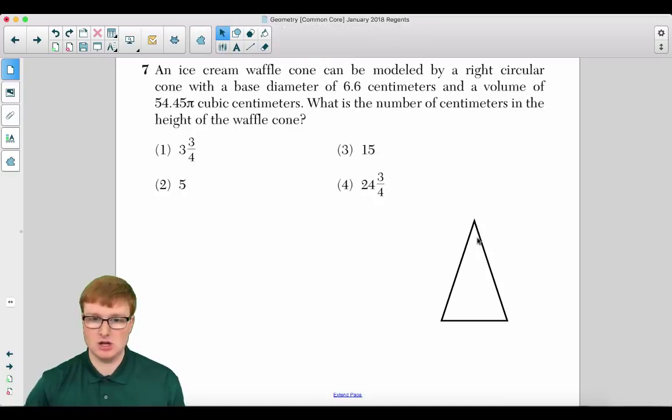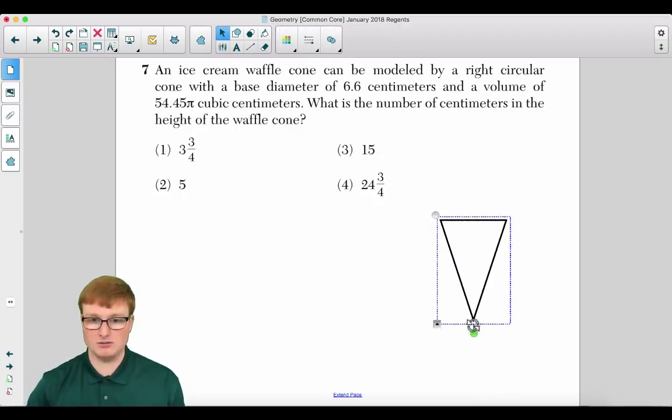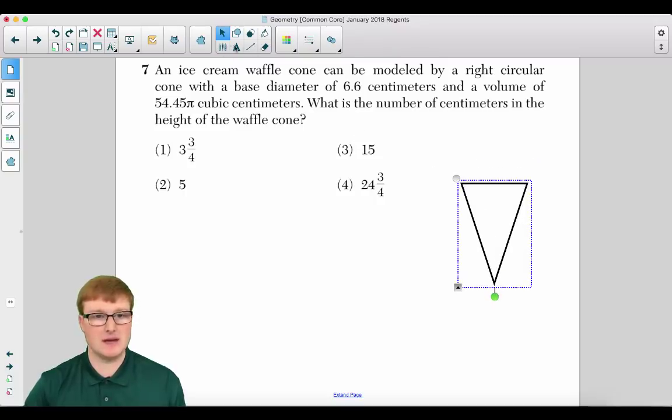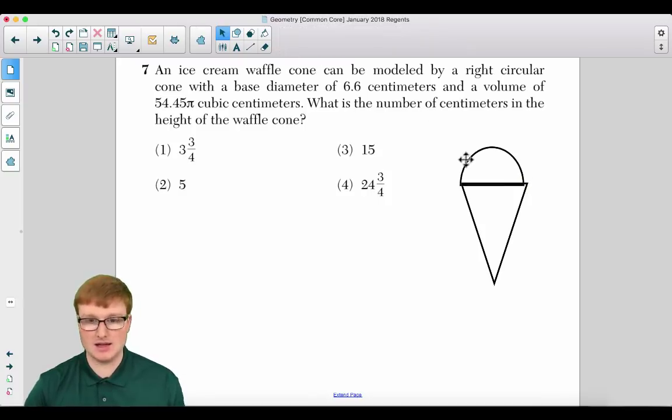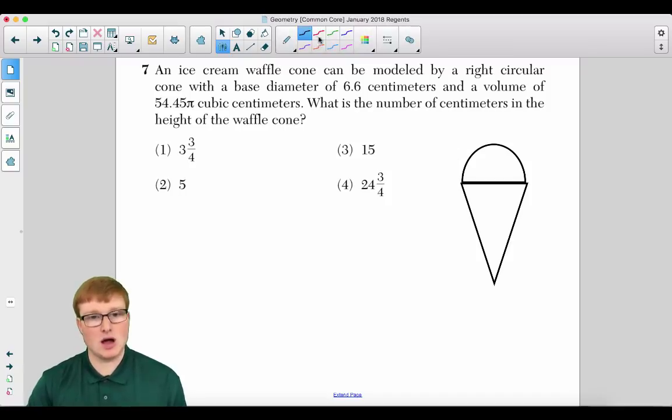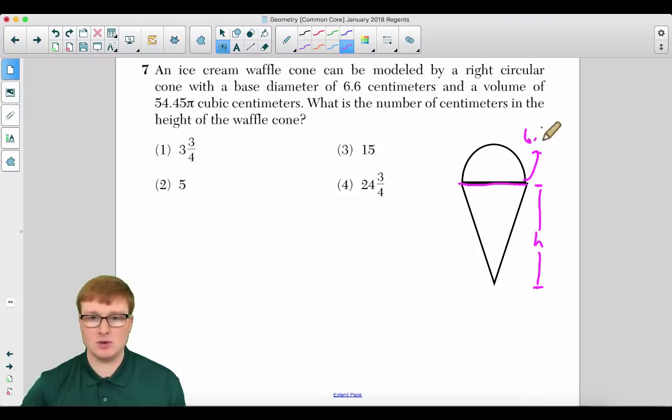So I'm going to draw myself a cone. Now, unfortunately, it does look 2-dimensional here, so I need to do my very best to make it somewhat of a 3-dimensional figure. So here's my waffle cone, okay? Bear with me there. So I guess you would call this a cross-section, right? So we're trying to find the height of the waffle cone. So this is the height right here, the vertical height from the vertex to its base. It tells us that the diameter, the whole thing, is 6.6.